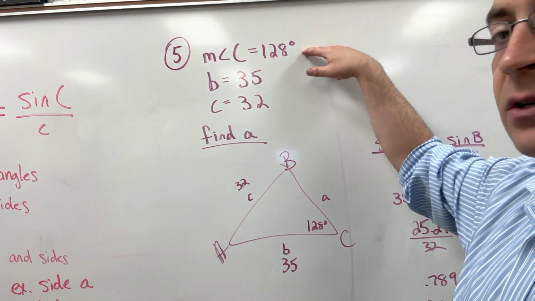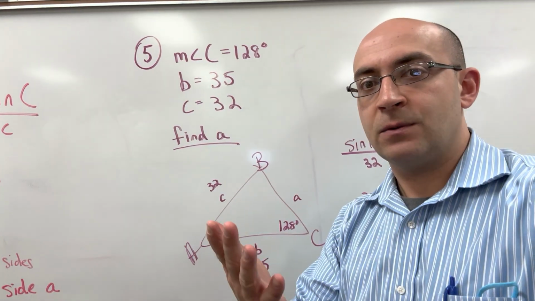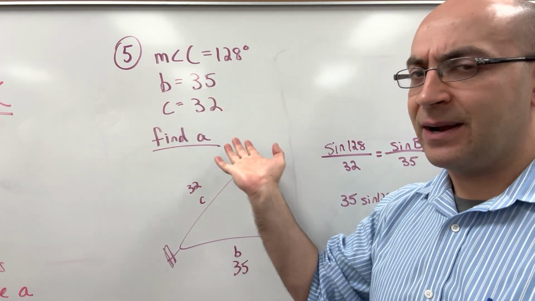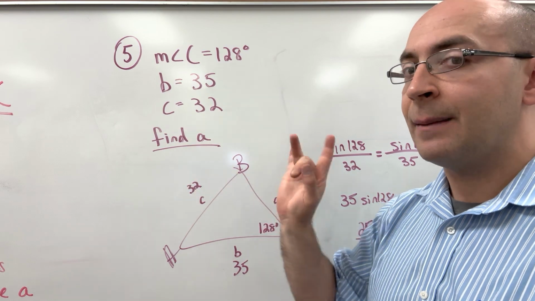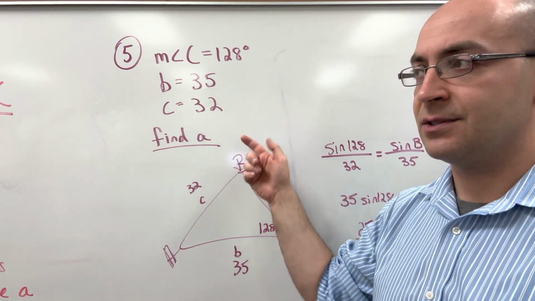I'm giving you the measure of angle C, which is 128 degrees. Side B is 35, and who cares about the unit. Side C is 32. It wants you to find side A. Now remember, we can't just use the Pythagorean theorem, because these are not right triangles.